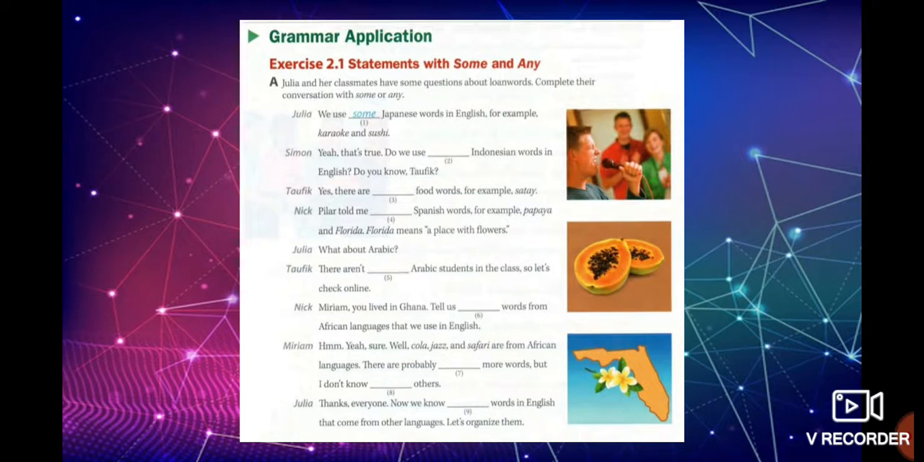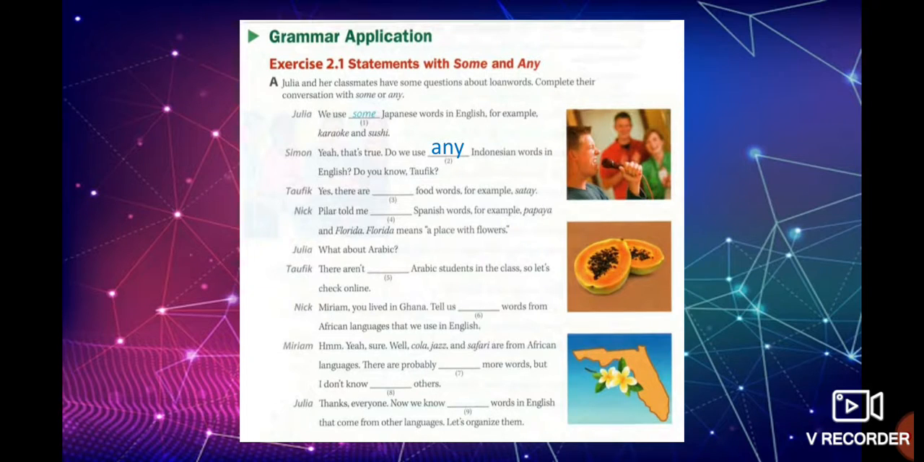This one is exercise 2.1, statements with some and any. A. Julia and her classmates have some questions about loanwords. Complete their conversation with some or any. In that case, we only use one of these two words. Julia: We use some Japanese words in English, for example karaoke and sushi. Yeah, that's true. Do we use any Indonesian words in English?